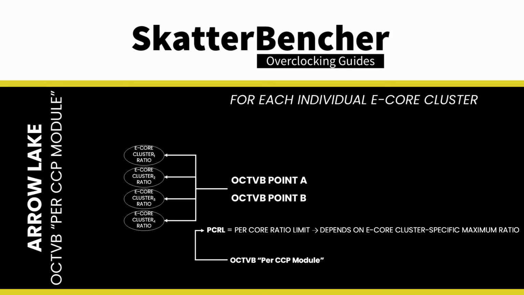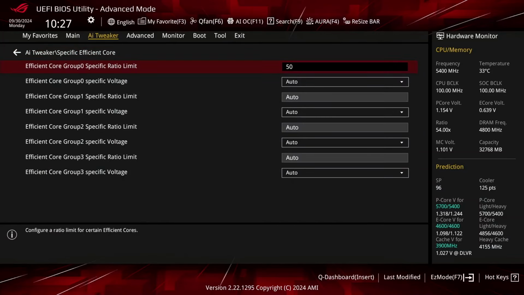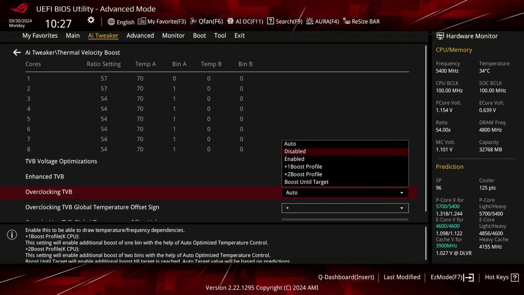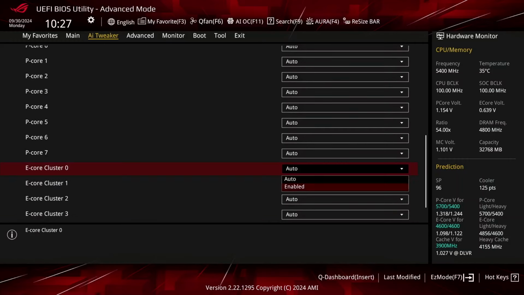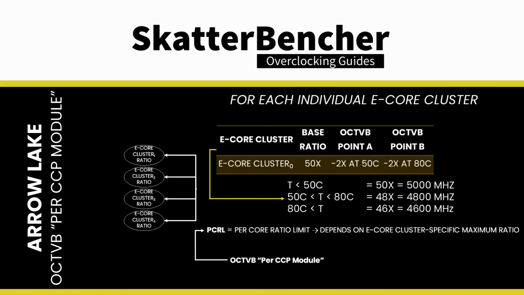Each E-core cluster has 2 available OCTVB points, each of which is defined by a target temperature and a number of downbins. Note that the downbins are cumulative, and thus the downbins from point B stack on top of the downbins from point A. For example, let's say we've set the E-core cluster 0 per-core ratio limit to 50x. Then we set the OCTVB point A to minus 2x at 50C and OCTVB point B to minus 2x at 80C. In that case, the frequency will be 5 GHz below 50 degrees Celsius, 4.8 GHz between 50 and 80 degrees Celsius, and 4.6 GHz above 80 degrees Celsius.